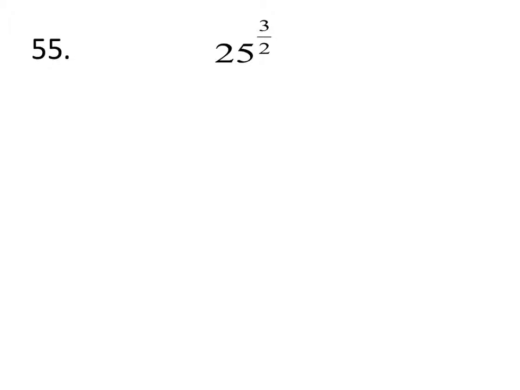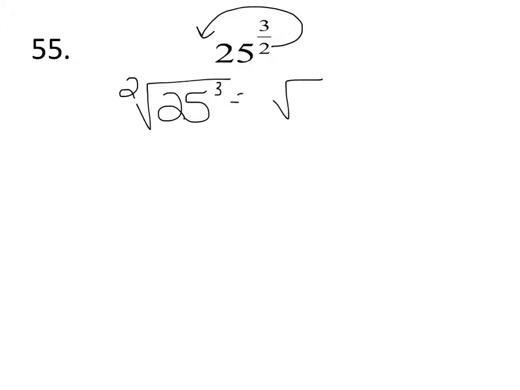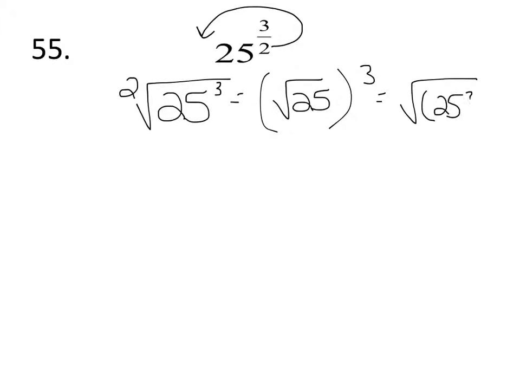All right, same situation here. We're going to bring our denominator out to be our index. So we have the square root of 25 cubed, which again could be done either way. You get the same answer either way. In this situation, I also think this one is easier, because we know the square root of 25 is 5. So 5 cubed is 125.